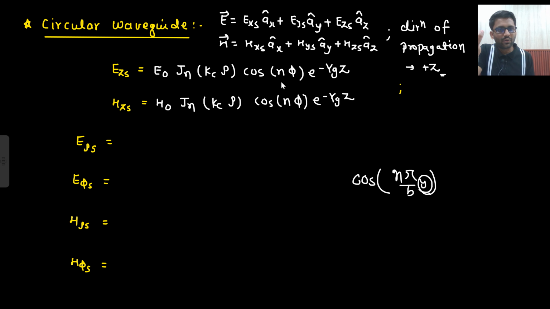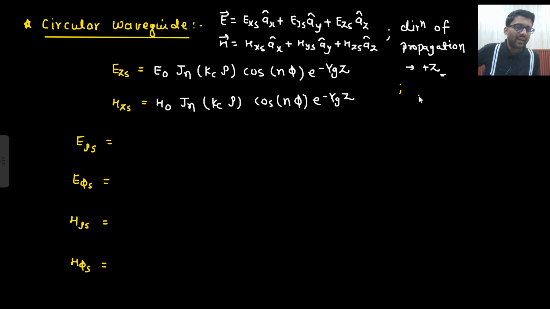So similarly, rho is our coordinate, phi is our coordinate, z is our coordinate. There the coordinates were x, y and z. Here the coordinates are rho, phi and z. So these are the coordinates. What is gamma g? You already know. That is the guided propagation constant. What is this n? As of now you consider this n as constant.